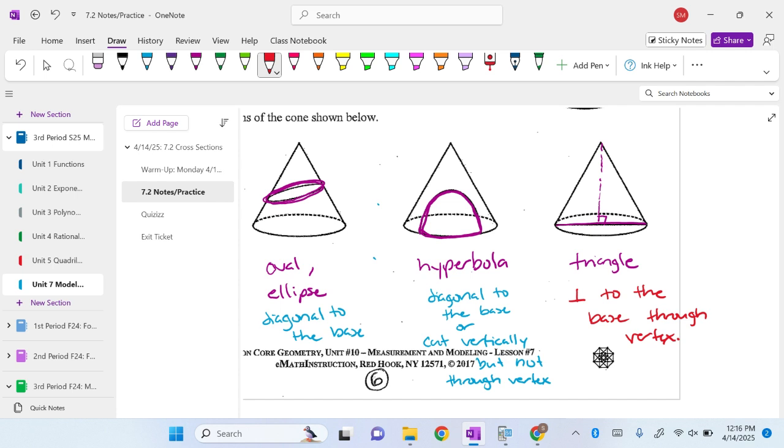Any questions on cross sections and how to figure them out? So the most you got to do with cross sections, guys, is just recognize what they are. You just need to be able to recognize what your cross sections are depending on where you cut, whether that be diagonal to the base, perpendicular to the base, parallel to the base, whatever. So it takes a little bit of critical thinking, because you have to be able to take a 3D figure and then think about it in a 2D space. All right. Any questions on cross sections?